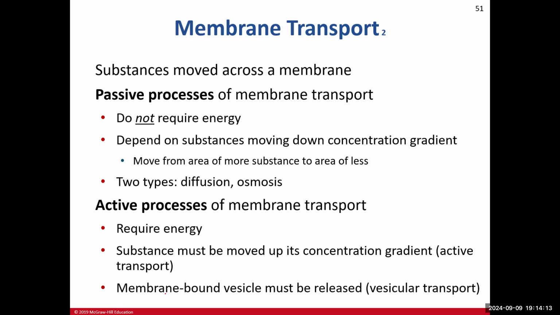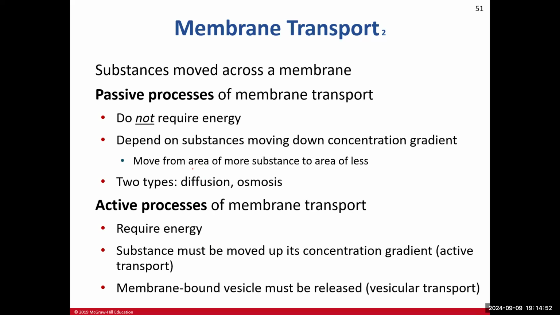Another quality of passive processes is that we're going to move a substance from an area of high concentration to an area of low concentration. Because remember, nature always wants balance, okay? So if you have a little of something somewhere and a lot of something in another place, then we want to move some of that high concentration of stuff from that one area to the area that doesn't have a lot, so we can balance things out. So that's what we talk about when we talk about moving substances down the concentration gradient.